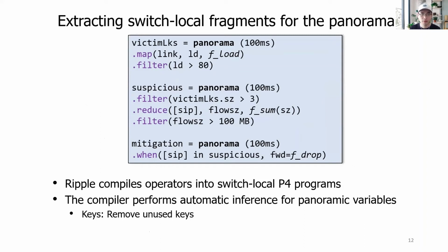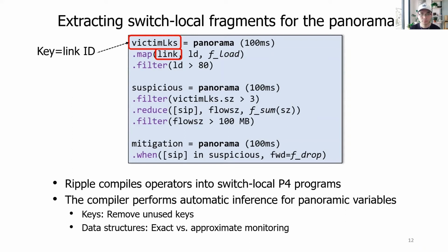First, the key for the panorama. Repo will remove unused keys. For instance, in principle, we should maintain all possible header fields of packets sent to the victim link. But the repo will find that only link ID is used, so it will only maintain information about link ID.